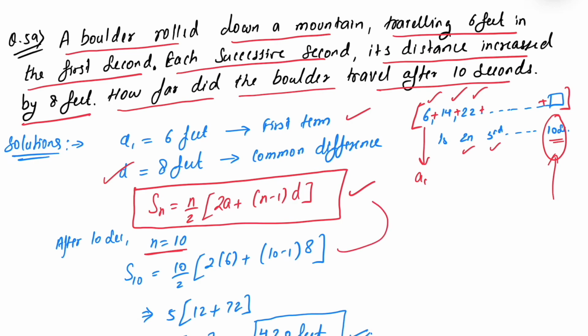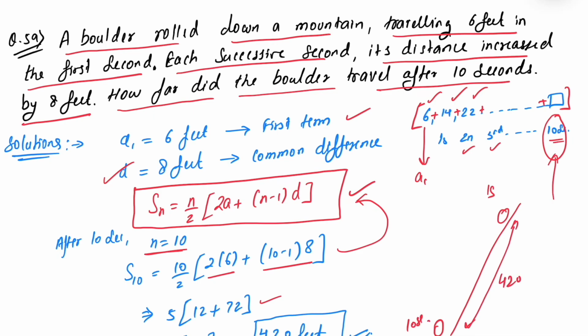Substituting the values in the sum expression of an arithmetic sequence, n/2 times 2 times 6 plus 10 minus 1 times 8, and after simplifying we get 420 feet. So the boulder started in the first second and traveled 6 feet. After 10 seconds, the total distance would have been 420 feet.